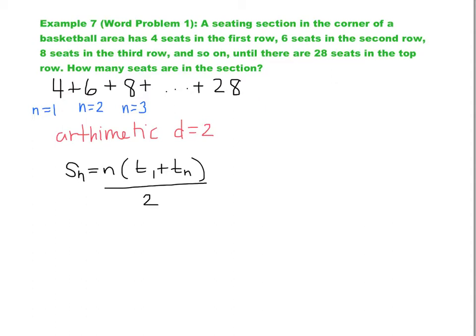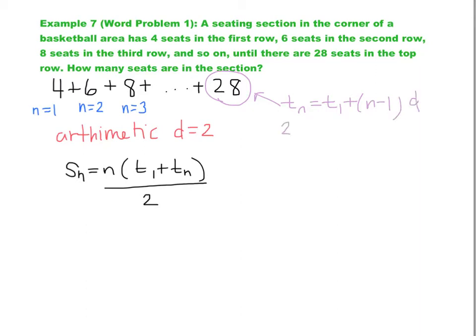So remember though, this is our Tn. This is the term in the nth position, but we don't know what n is. We don't know what row that is. It just said the top row. So the first thing we need to do is figure out, well, what is the top row? So for that we say, okay, we know that the nth term, so Tn, is 28. And we know that it's arithmetic. So let's use this formula to figure out what our n is.